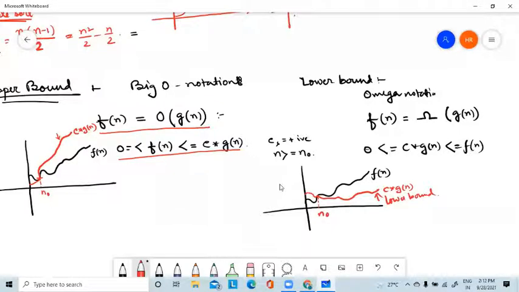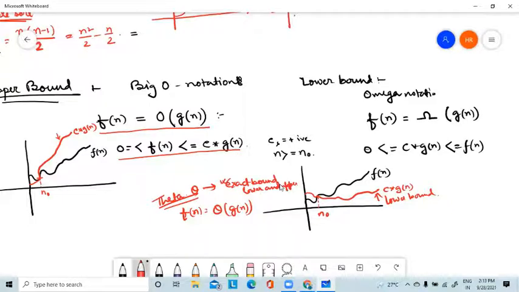Similarly, there is another type of asymptotic notation which is called theta notation, represented like this, theta, and we can say that f(n) is equal to theta of g(n). This is the exact bound. Exact bound means it will give you both lower and upper bounds. That's why it is sometimes called exact bound.